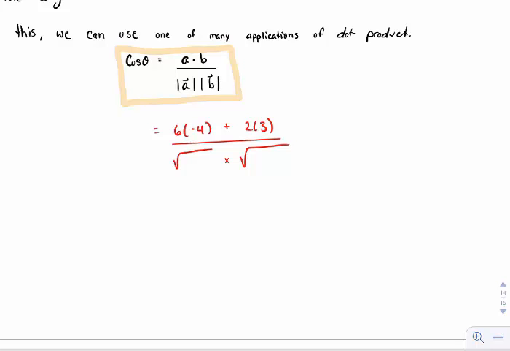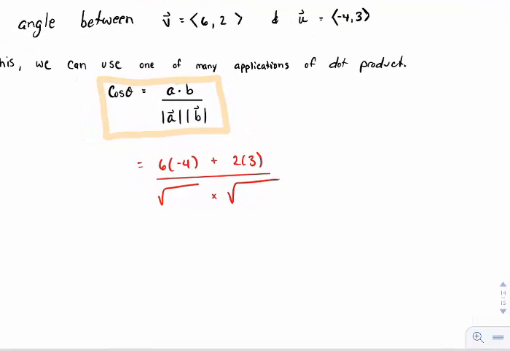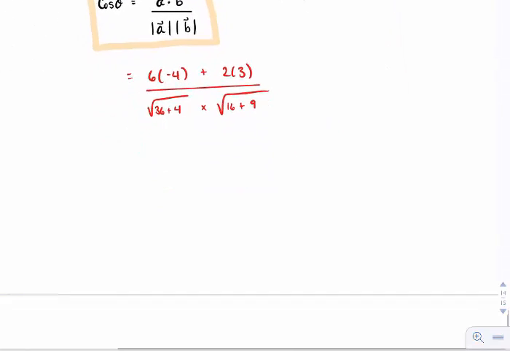So the magnitude of vector A, that is going to be the horizontal vertical components, a squared plus b squared. So it's going to be 36 plus 4 for vector V. And a squared plus b squared is 16 plus 9 for vector U. And again, I'm just connecting those two right there. And now we just simplify everything.